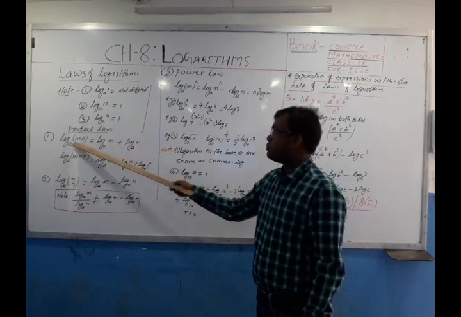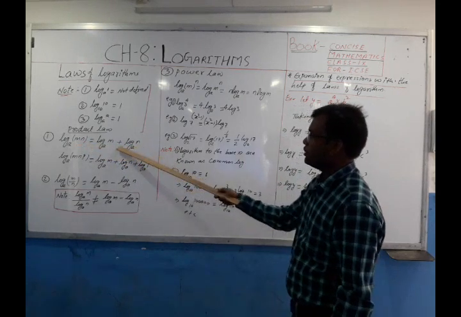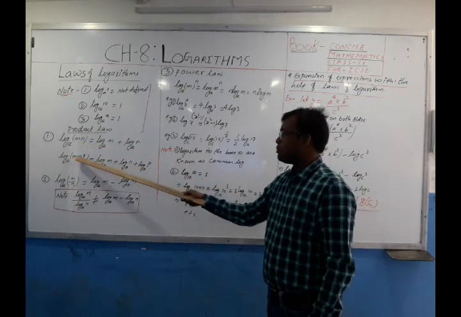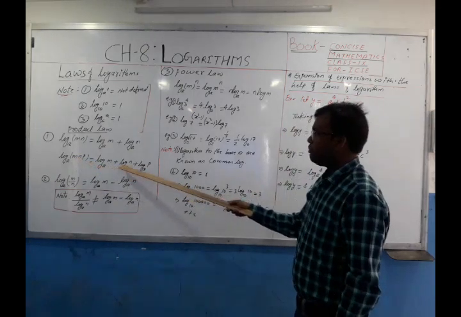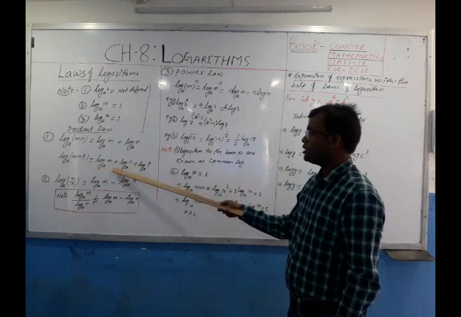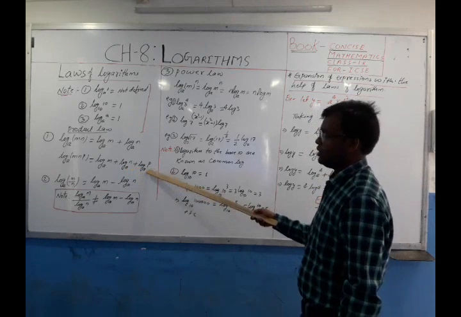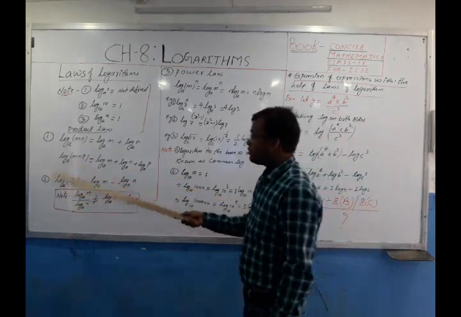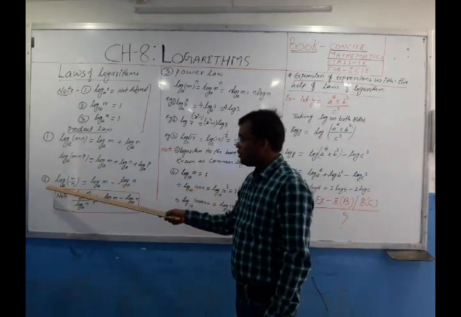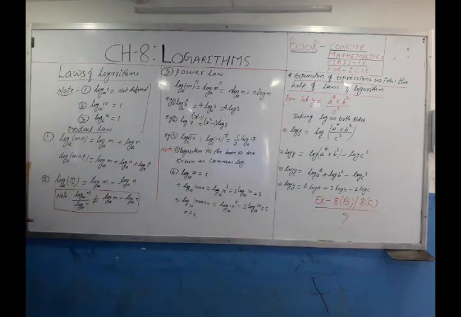If many terms are in the form of a product, this product will break in the form of an algebraic sum. That means here it is m, n and p. It will break as m plus n plus p. That means log base a of m plus log base a of n plus log base a of p. Okay. Now the next one is the quotient form of the logarithm. That's why this is called the quotient law, or division.